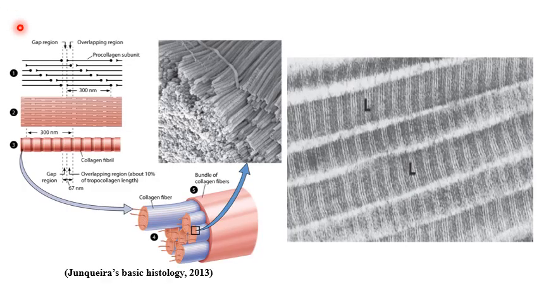Now, a question is raised. Why do we have these alternating dark and light bands on collagen fibrils when seen by the electron microscope? Well, heavy metal stains used in electron microscopy deposit on the gap region. Therefore, the dark bands represent the gap region filled with heavy metals, and the light bands represent overlap regions which lack heavy metal deposition.